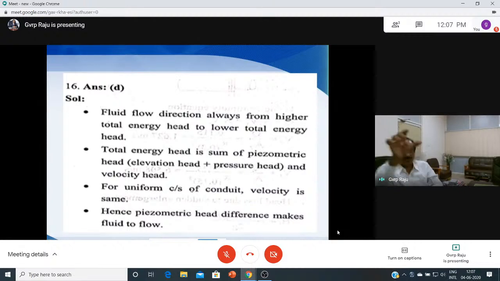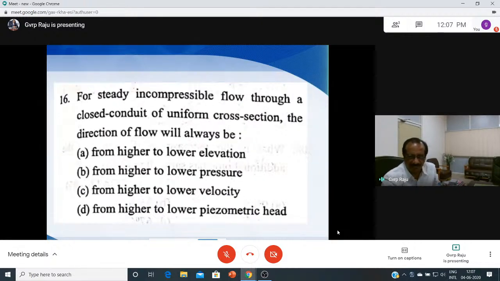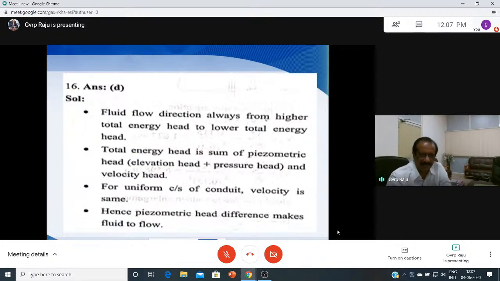So, for example, the cross section of the pipe is uniform. Uniform cross section is a hint here. What is uniform cross section? Uniform cross section means it has the same diameter. In other words, the velocity is the same. So that means the velocity is not having any importance here. For a uniform cross section conduit, the velocity is the same.